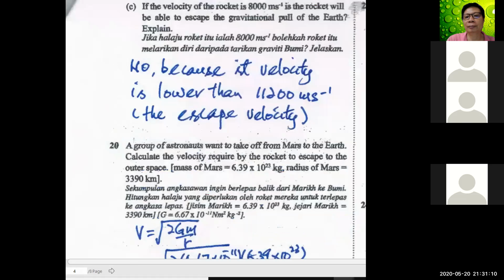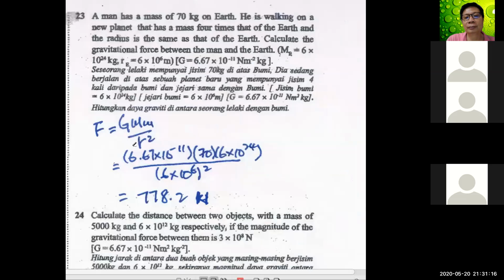Question 23. A man has a mass of 70. He is walking on a new planet that has a mass 4 times the mass of Earth. Very heavy. And the radius is the same as the Earth. The radius is also given. Calculate the gravitational force. This is the formula to calculate gravitational force. So constant G, mass 1 is the mass of the man, 70 kilograms. Mass 2 is the Earth.